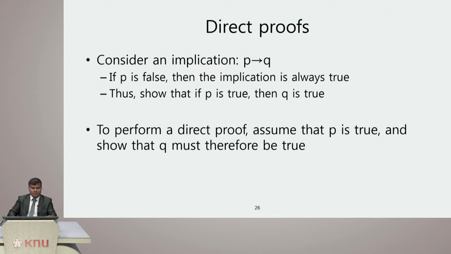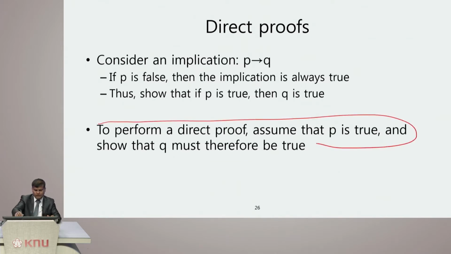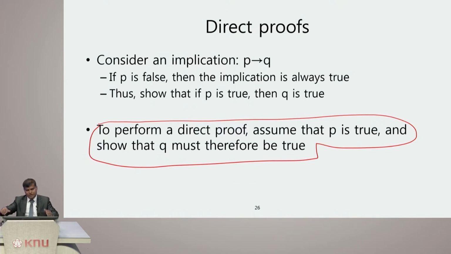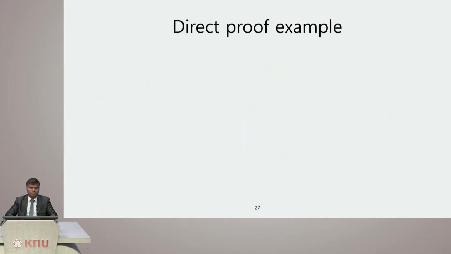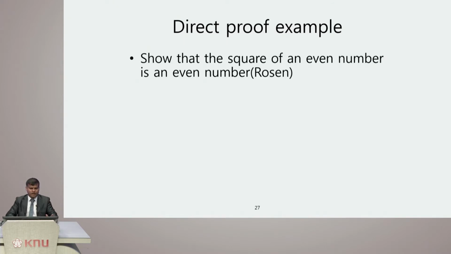Let's see some examples. Basically this is the idea: to perform a direct proof, we assume that P is true and show that Q must therefore be true. Let's see this example of a direct proof. Show that the square of an even number is an even number. That's an interesting question. Let's use the direct proof to prove this statement.